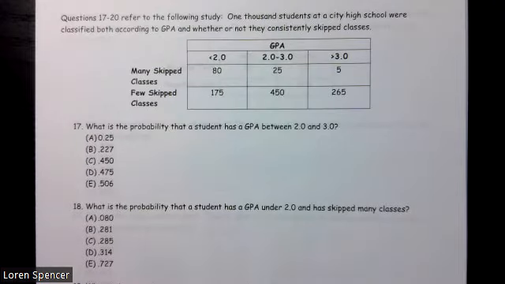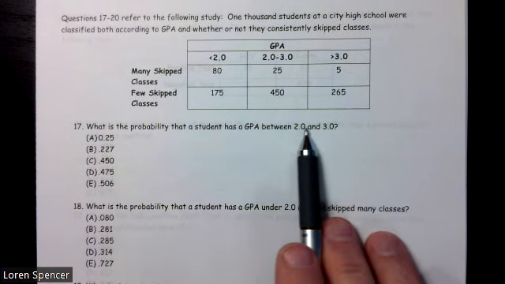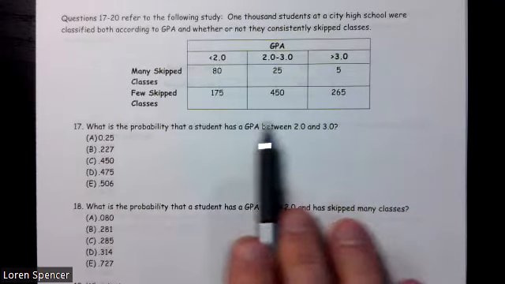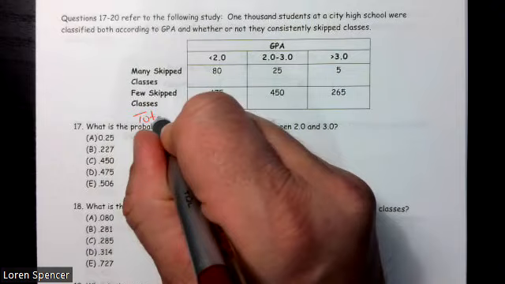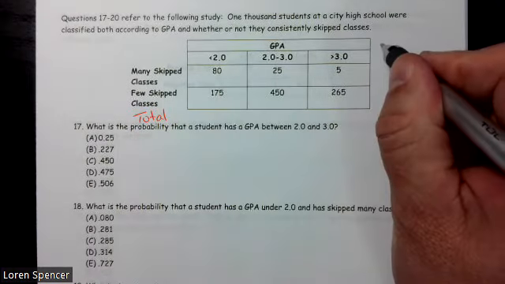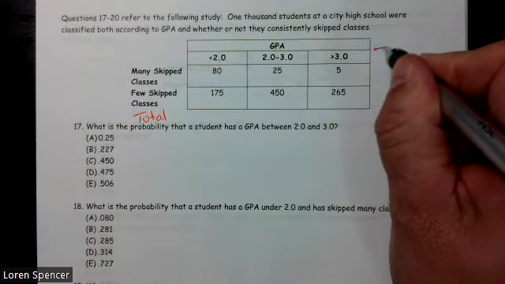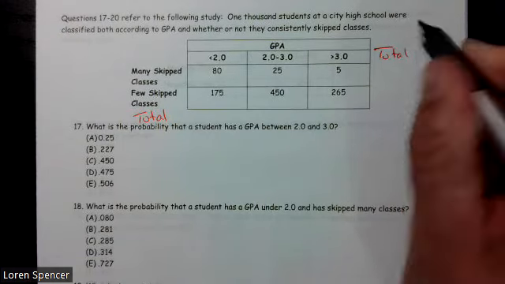So 17 to 20, refer to the following study. 1,000 students at a high school were classified both according to GPA and whether or not they consistently skip class. All right, what's the probability? When they do something like this, I need to total this up. And so that's going to take a little bit of time. I'm going to have to take a moment and provide a total for all the rows and all the columns.